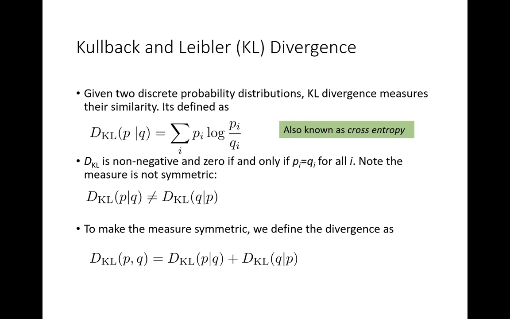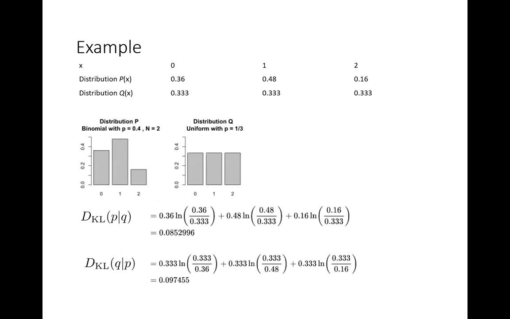All right. So that is how we define Kullback-Leibler divergence. This is the formula for that in the case of discrete probabilities. Here is an example. Let's say that we have two phenomena, both of them having 3 possible outcomes: 0, 1, and 2. The probabilities for these outcomes are different in the two phenomena. The first one is 0.36, 0.48, and 0.16. In the second case, 0.333, 0.333, 0.333.